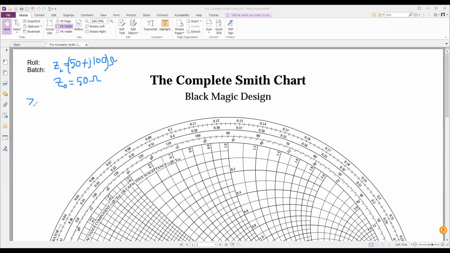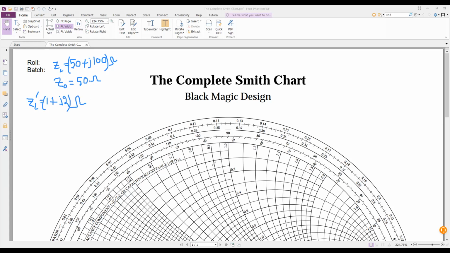Now I need to find out the normalized value of ZL. What is the normalized value? 1 plus j2. How do I get this? ZL divided by Z0. If you divide ZL by Z0, then you get 50 by 50 is 1, 100 by 50 is equal to 2. That means 1 plus j2. That is our normalized value.